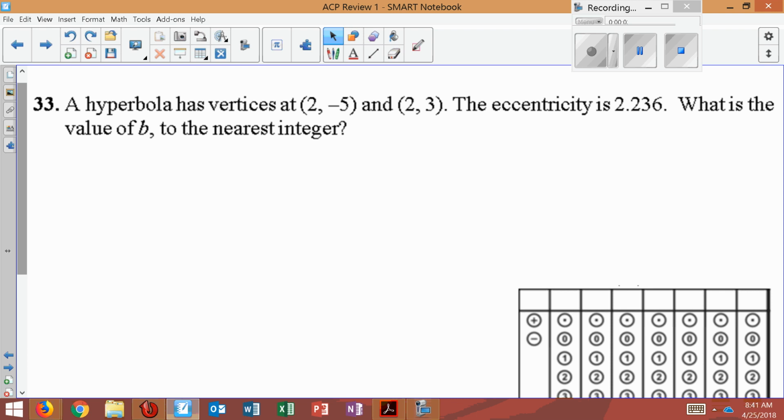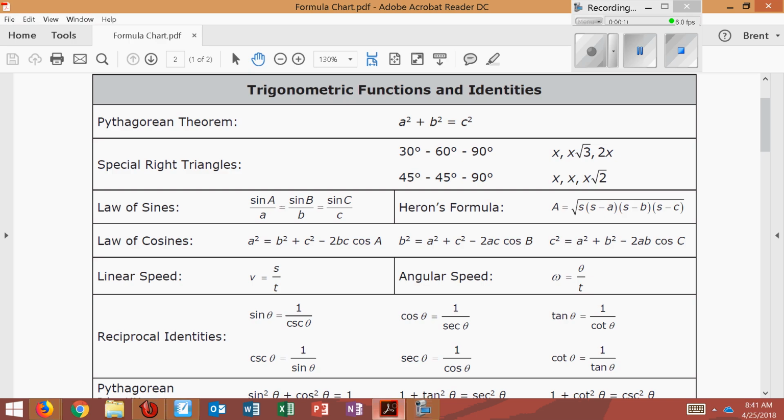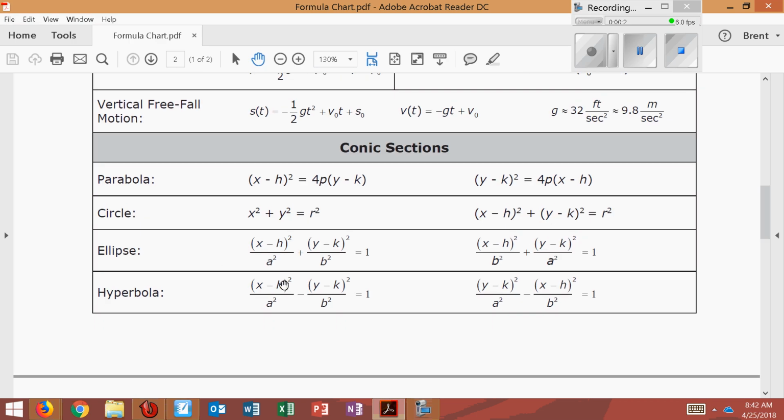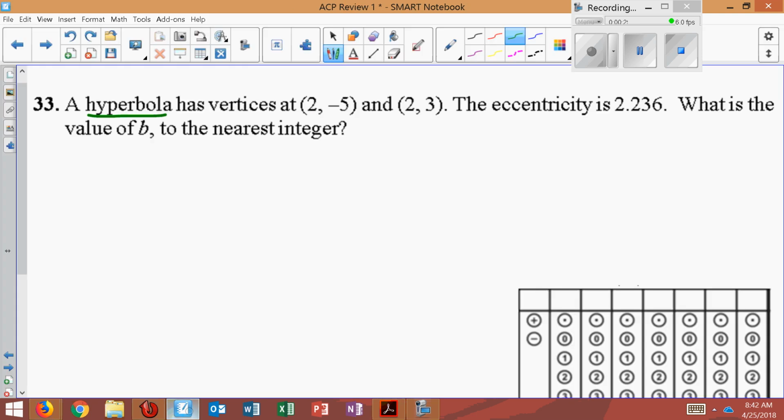33. A hyperbola has vertices at (2, -5) and (2, 3). The eccentricity is 2.236. What's the value of b to the nearest integer? So in this problem, we have to work with the hyperbola, which we could look at the formula chart and see that the hyperbola is given in conic sections as one of these two forms. This one is horizontal because the x is positive, this one would be vertical because the y is positive. And so we have to work from that and determine what b is.